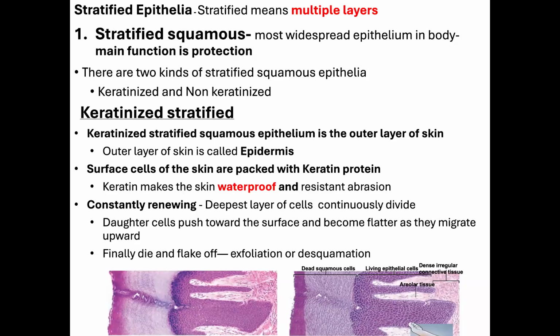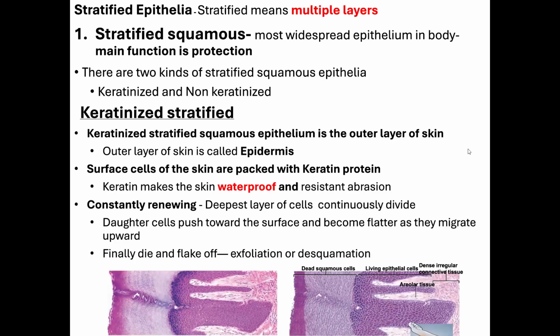So when you talk about a keratinized, we are looking at the skin. Keratinized, stratified squamous epithelium is the outer layer of your skin. And the outer layer of the skin is called? Epidermis. Below that, what do you have? The dermis. Epi means above, epidermis, and the other one below that is the dermis. Okay?